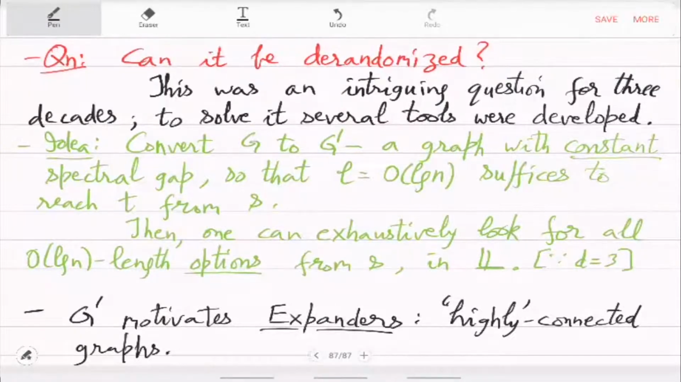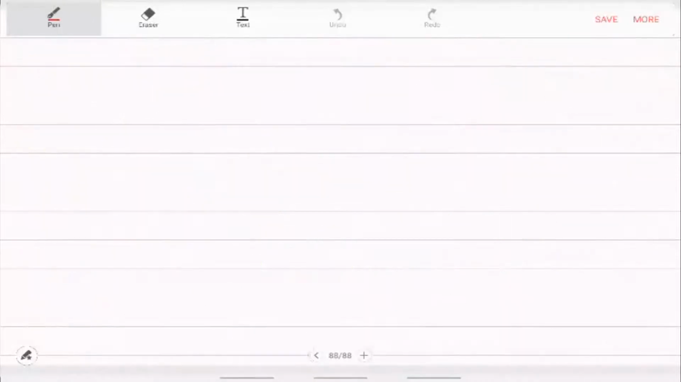So for expanders, there are many definitions that we can use, and especially the connections between the definitions are highly interesting. So we will now define it in two ways. So we will give two definitions. So first is the algebraic definition.